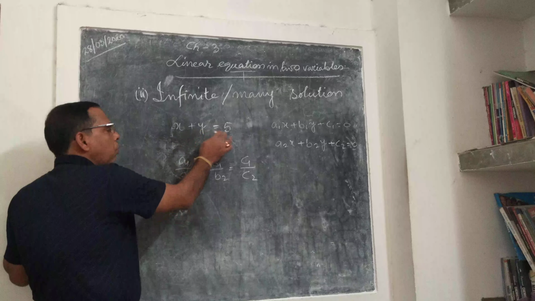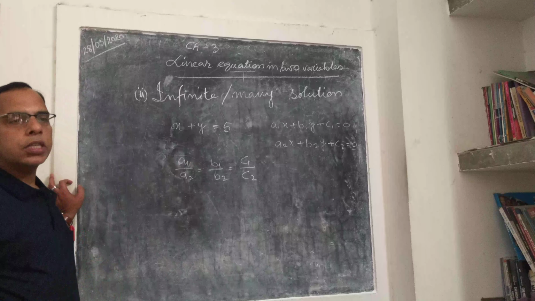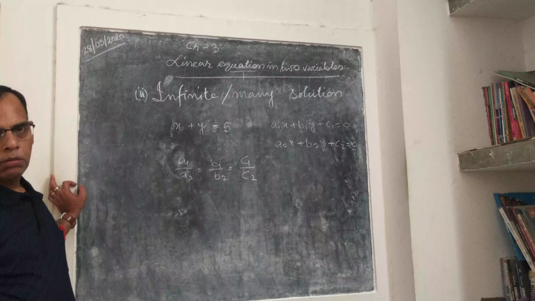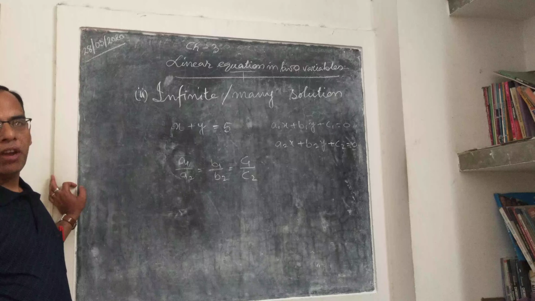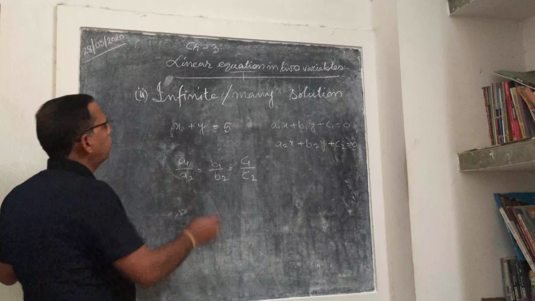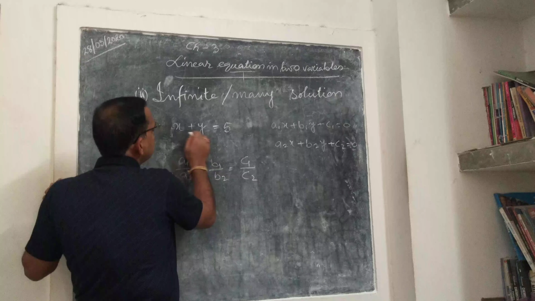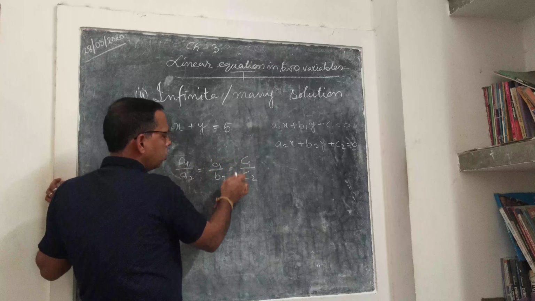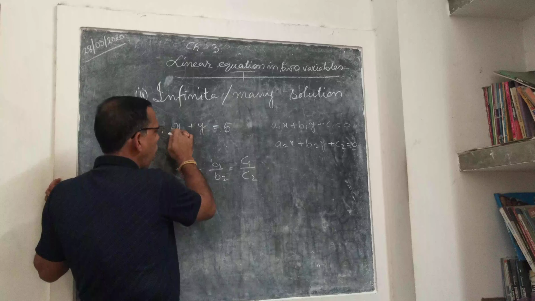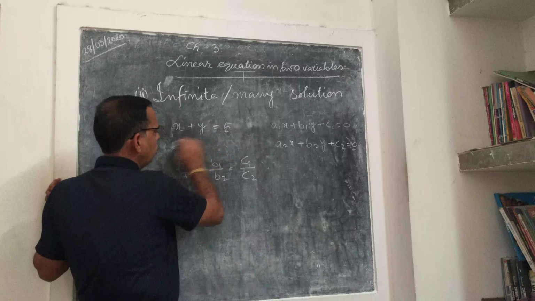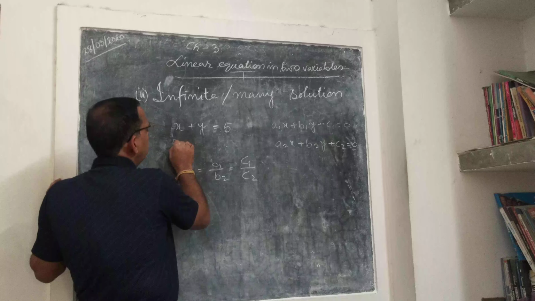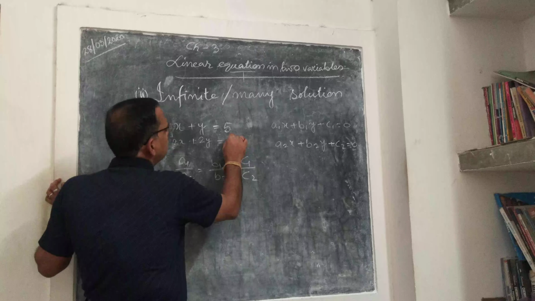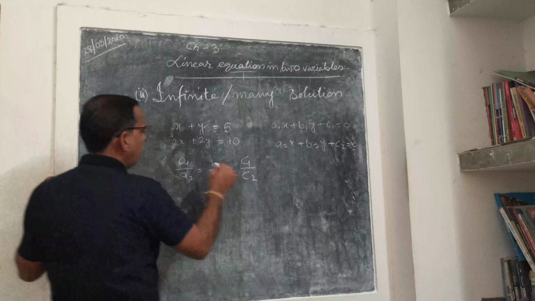Now, this is one equation. If I ask you to make another equation so that we will get infinite solutions, what can you do? We have to keep in mind that the ratio should be equal. So here you see 1, 1 and 5. Now what to do? See, twice x, twice y and 10.